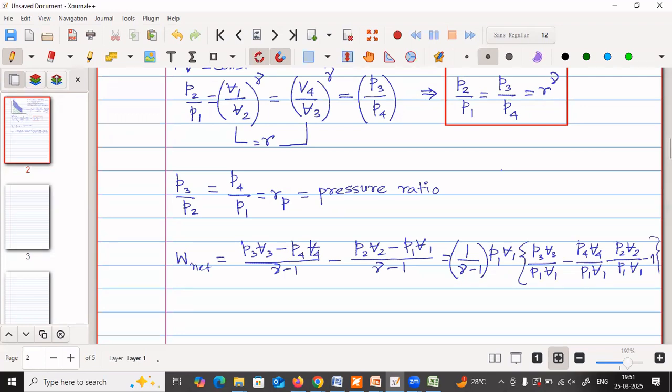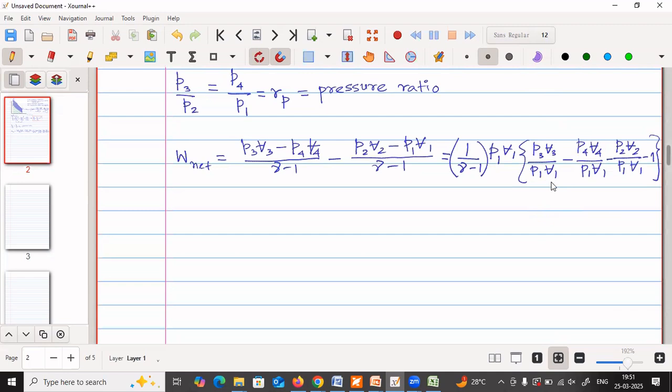Minus 1. So this is the last term. Now, therefore, W net, you see that our aim is to calculate the quantity in terms of the inlet property and the volume ratio or the pressure ratio. So here it is P1 V1 by gamma minus 1 whole multiplied by this quantity.